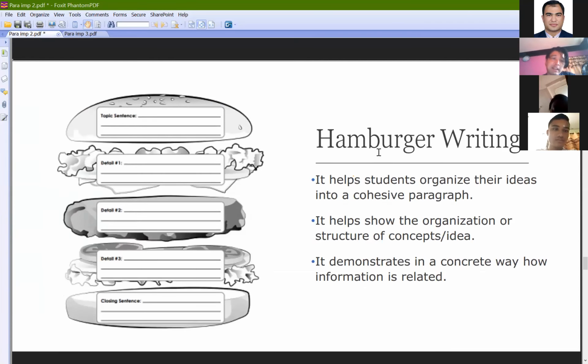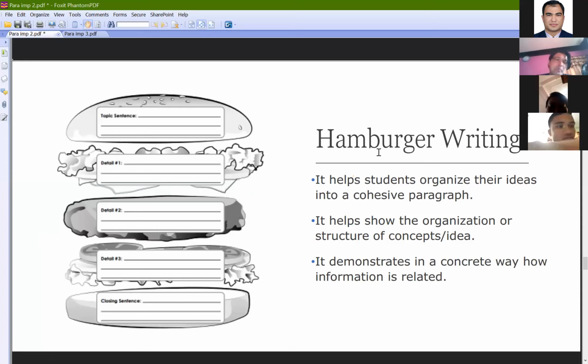Now here is another idea. What is this idea called? This idea is called the hamburger technique of writing. Hamburger means things stuffed one over the other. Layers are there of different items. The first one, the upper one, is the topic sentence. Then the next one is detail one, which means you support one.